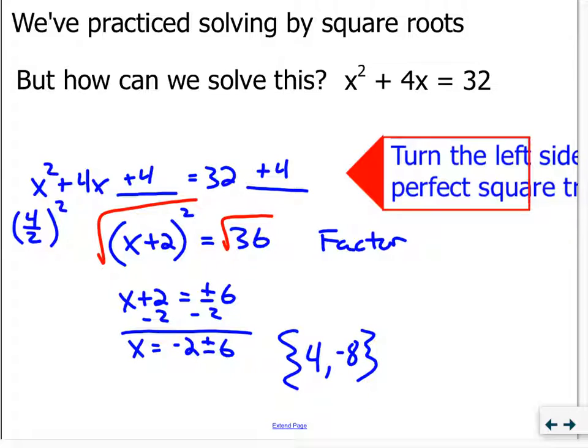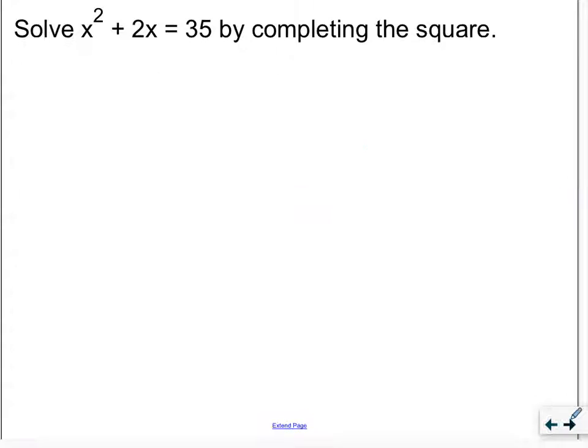Not too bad. So that's a really neat tool to have, is that we can create a perfect square trinomial on the left side to solve it by square roots. We love solving by square roots.